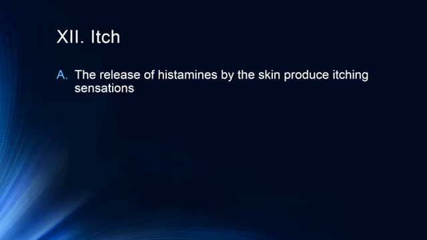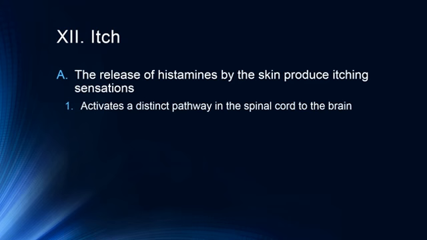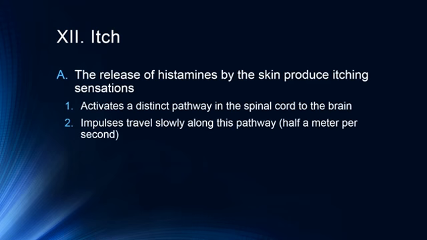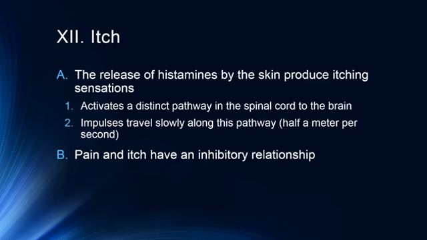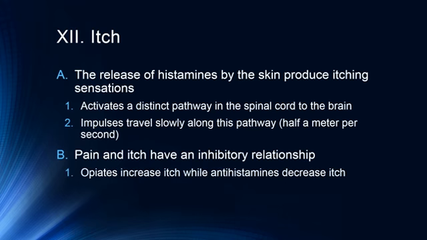So the final topic here is itch. The release of histamines by the skin produces an itching sensation. This activates a distinct pathway in the spinal cord to the brain. These impulses travel slowly along this pathway. One of the things that's really interesting about this is pain and itch have an inhibitory relationship. Opiates actually increase itch, while antihistamines decrease itch. And so while you decrease pain, you can increase itching. And this is also perhaps related to why injuries itch after they're healing, because the pain has gone away and now the itch has taken over.